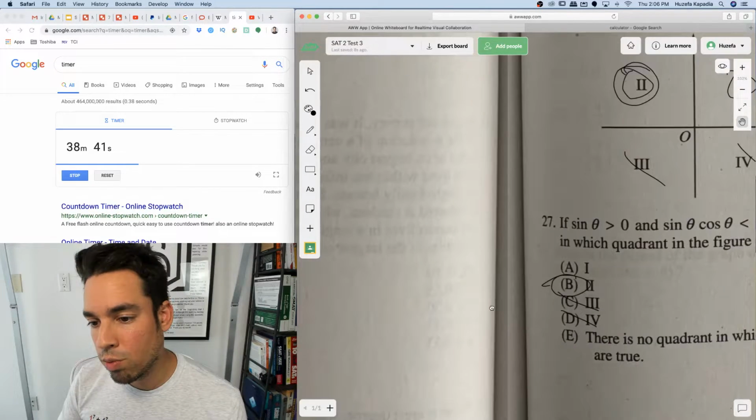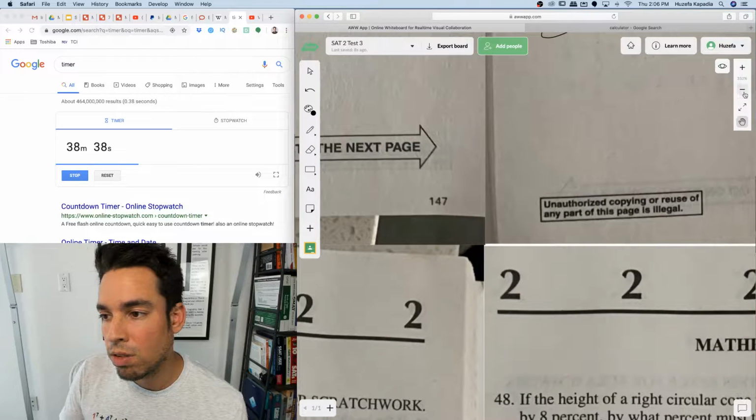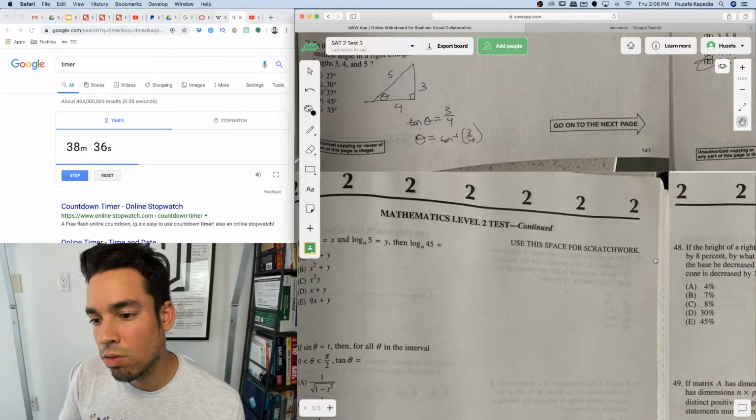Okay. Well, now we're really at the halfway point in terms of the pages. Here, let's zoom out. 1, 2, 3.